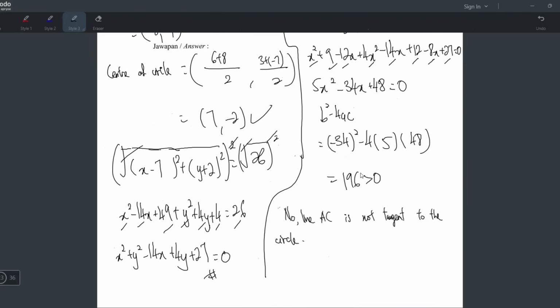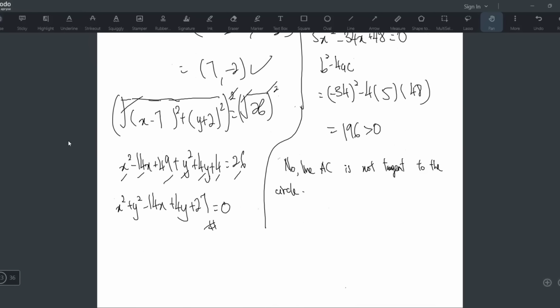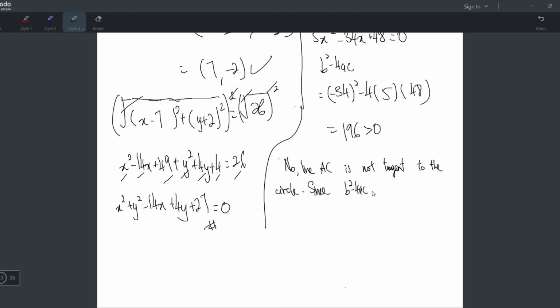Unless this one is 0 lah. If this one is 0, that means it's tangent, because if this is 0, you will only get one x answer, and if it's one x answer, that means there's only one intersection point. But this one is no lah. Okay, let's write the reason. Since the b square minus 4ac, the discriminant, is bigger than 0, the line AC intersects the circle at two different points.